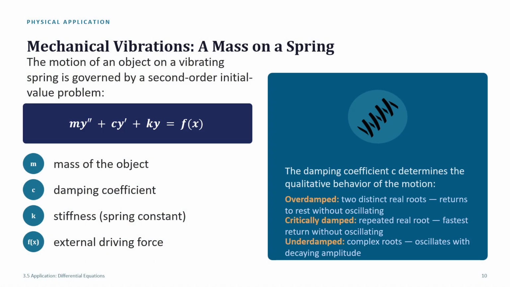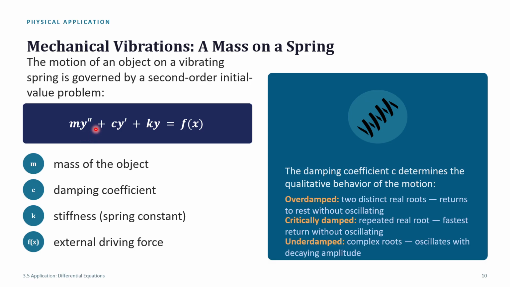So next is the mechanical vibration, or a mass on a spring. So this is the motion. This is a physical application of the motion of an object on a vibrating spring, which is governed by a second order initial value problem. So this is the second order initial value problem.